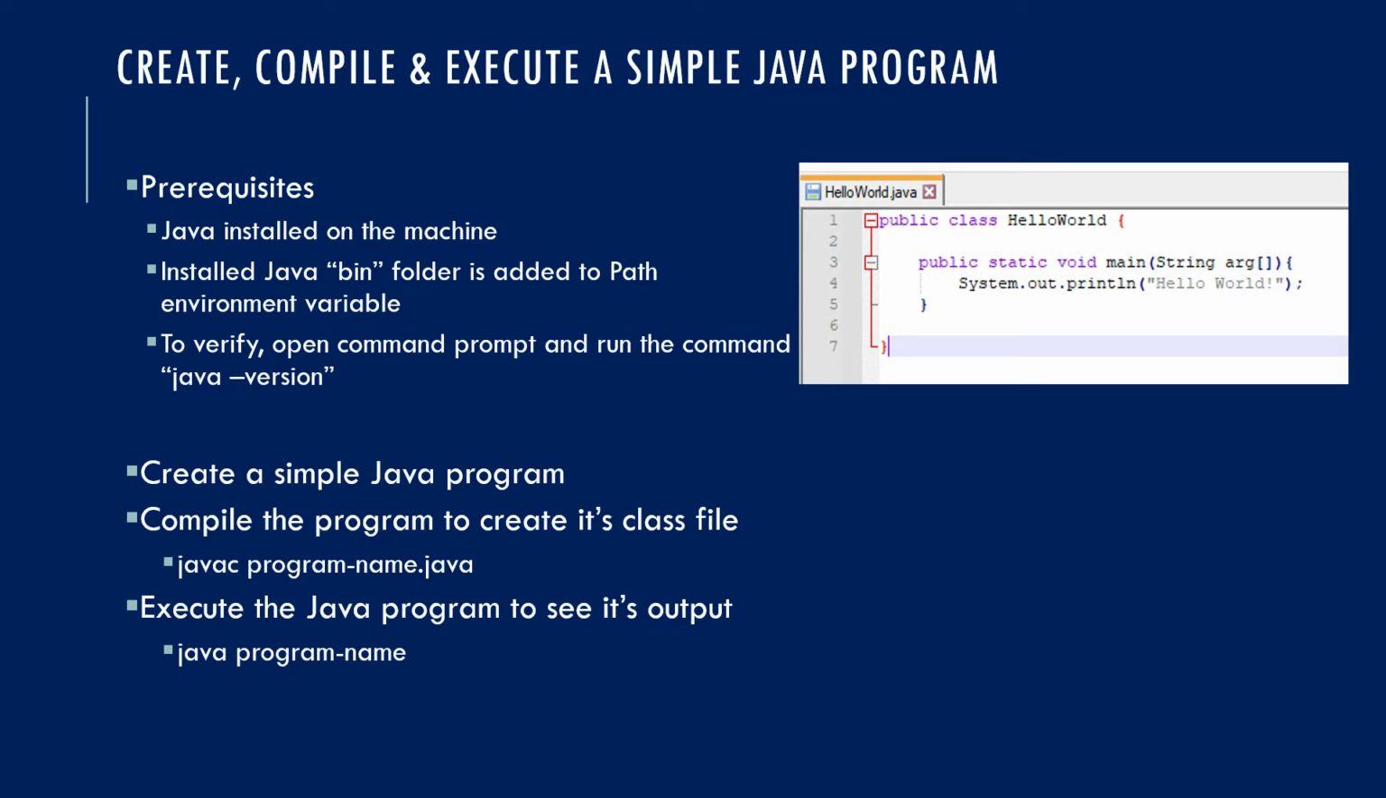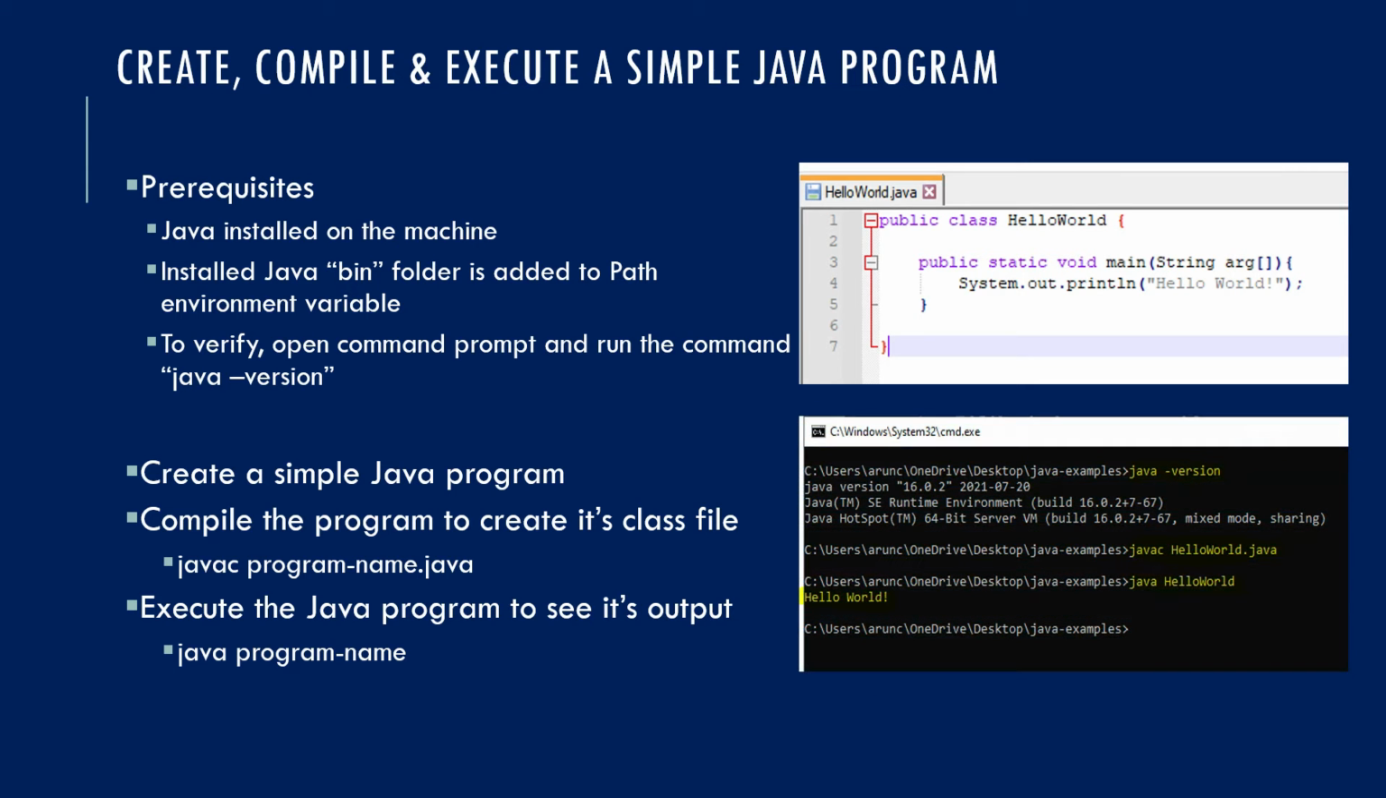Now, let's look at the simple Java program that I already created, which has a print statement. First, open the command prompt and verify if you have Java installed using the command java space -version. It should return the Java version that is installed on our machine. Then compile the program using the command javac space program name.java. It should compile the program and create the respective class file. Finally, execute the program using the command java space program name. It should execute the print statement and give us the output.